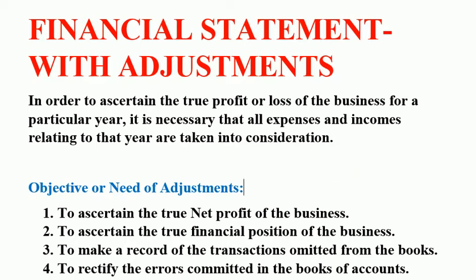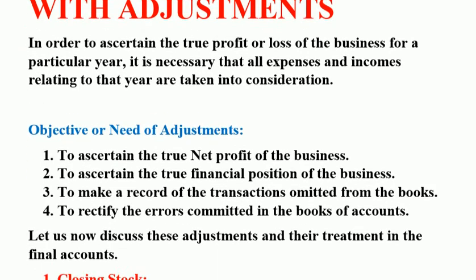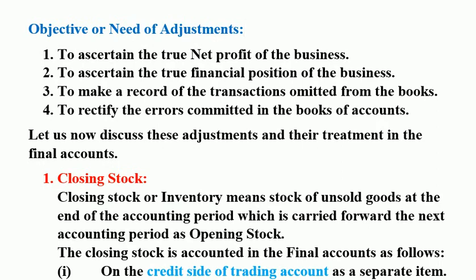So I hope it is clear why we prepare the accounting financial statements, to know the net profit and net loss of the business. And now let's proceed towards the objectives and needs of adjustments. The first objective is to ascertain the true profit of the business. As we know very well, we prepare the financial statements to ascertain the true profit or loss of the organization. This is the end result of the books of accounts.